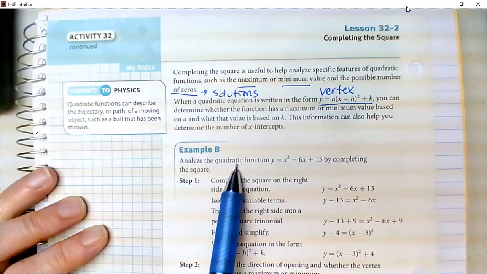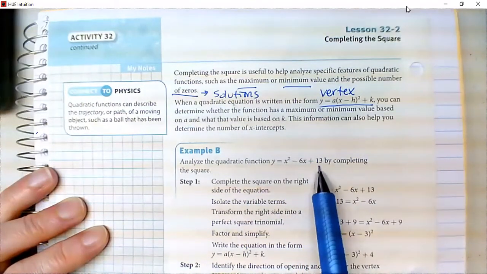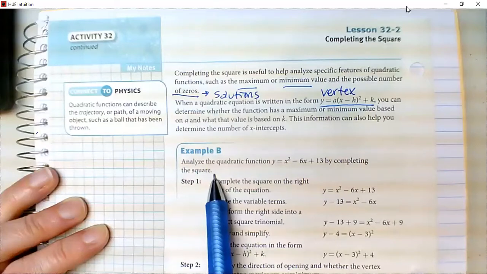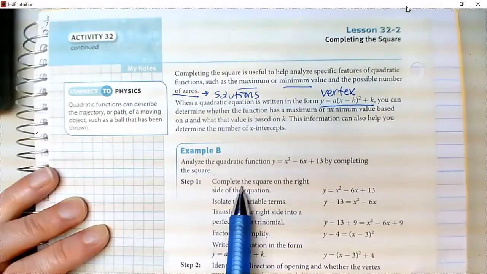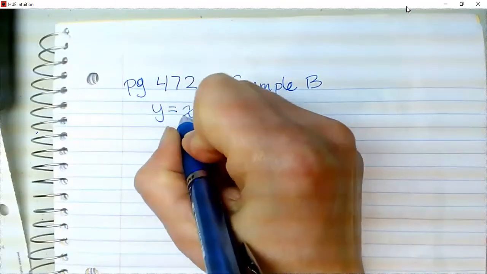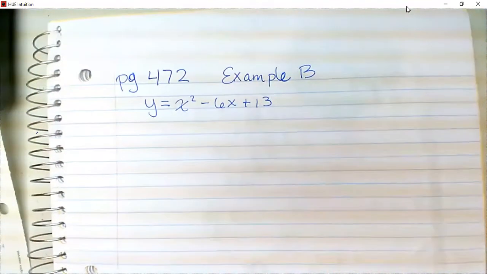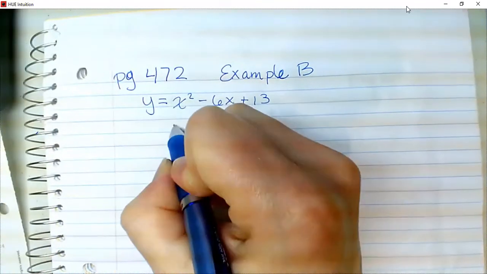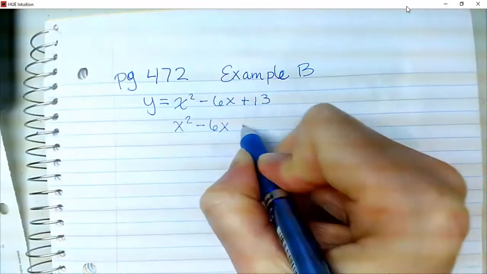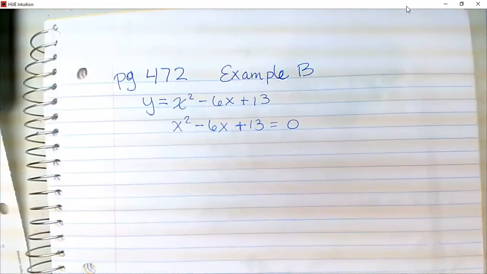It tells us to analyze the quadratic function y equals x squared minus 6x plus 13 by completing the square. Okay, so step one tells us to complete the square on the right side of the equation. All right, so I'm going to copy down the equation right here. So we've got y equals x squared minus 6x plus 13. I'm actually going to drop off the y equals, and I'm going to set our quadratic equal to 0 so that we can solve by completing the square.